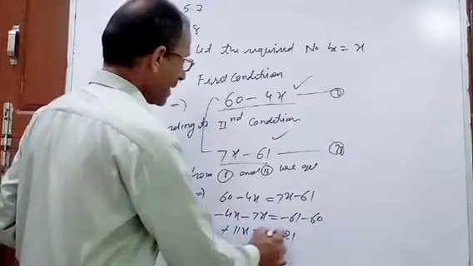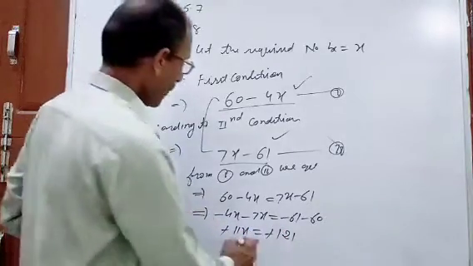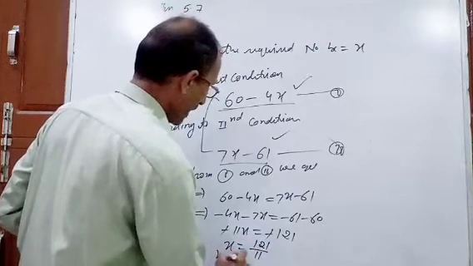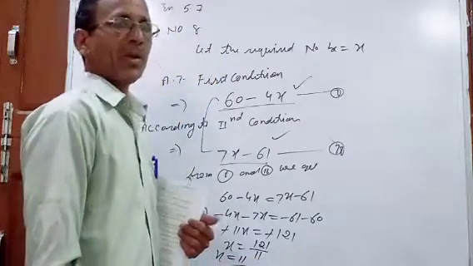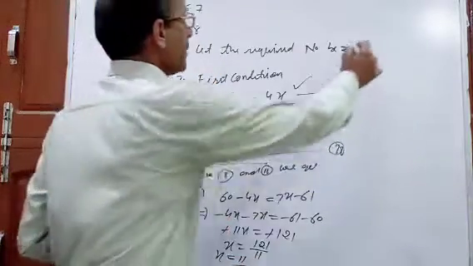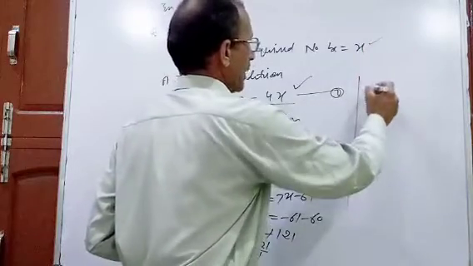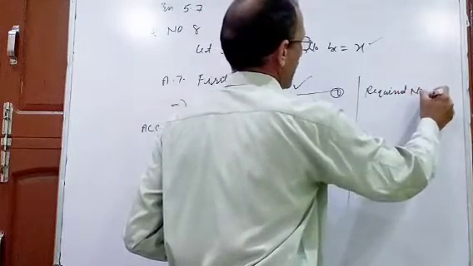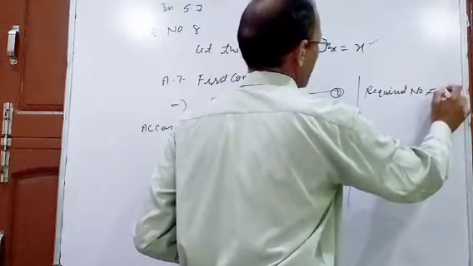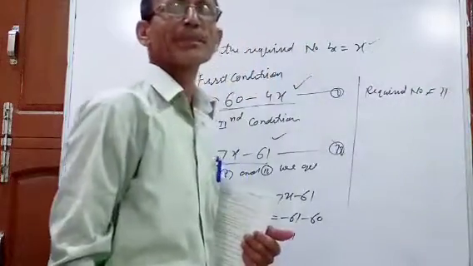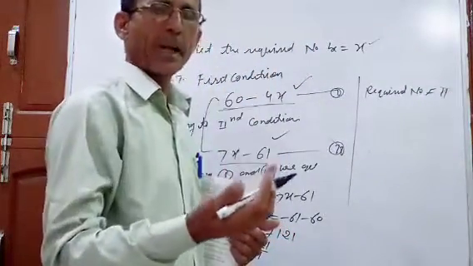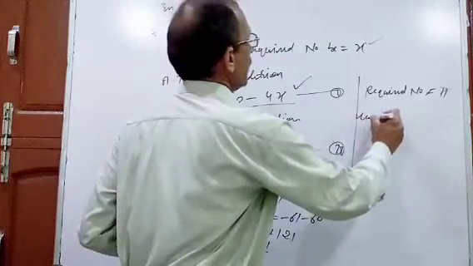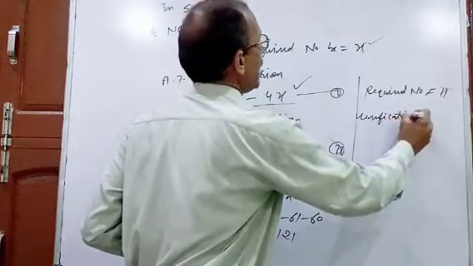Yes. So minus cancels minus, you already know. So the value of x is 121 divided by 11. So x is equal to 11. So what is the required number? I assumed the required number is x. So the required number is equal to 11 because the value of x I got is 11. Now you can verify for your satisfaction. So you can verify your solution.